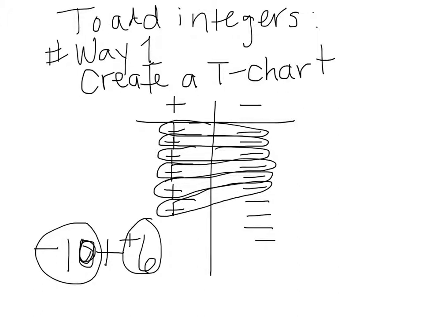Once you have them canceled out, you have to figure out what's left. What's left is in my bubble cloud. I have one, two, three, four negatives. So the answer is negative 4.